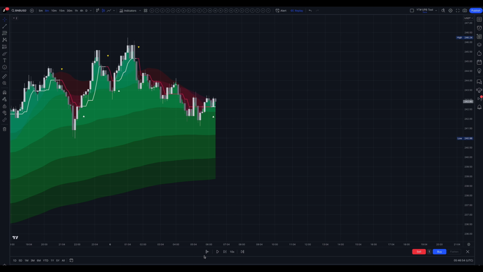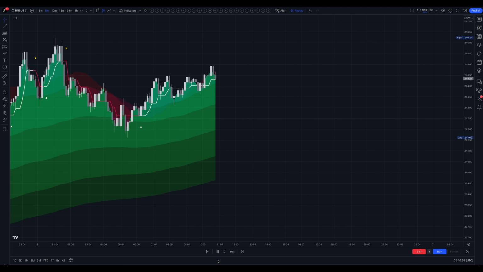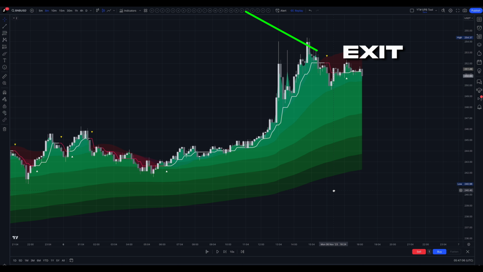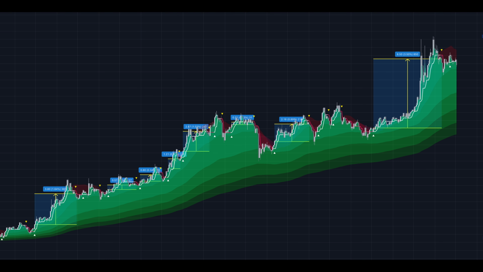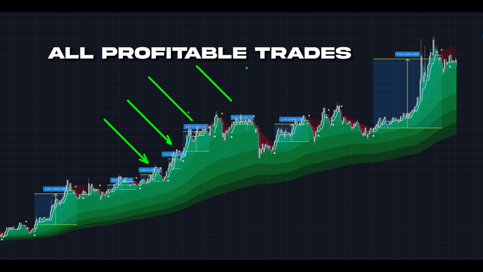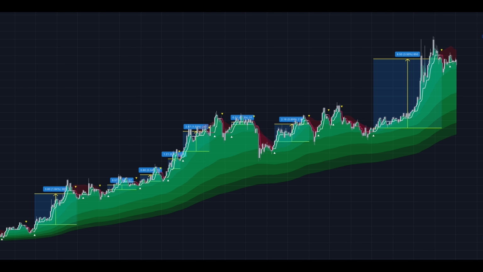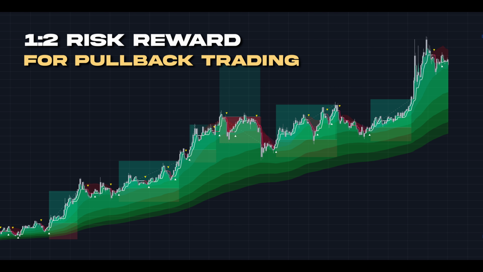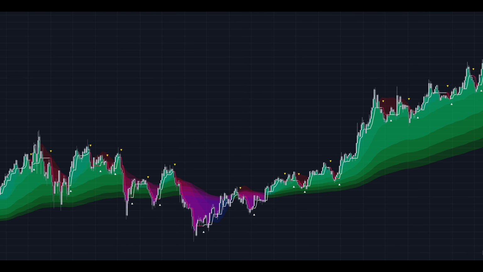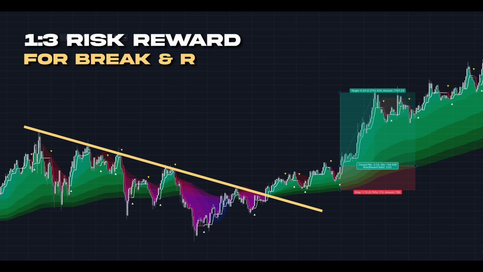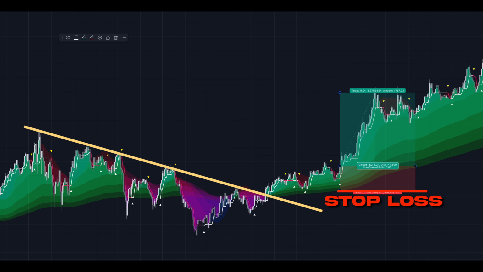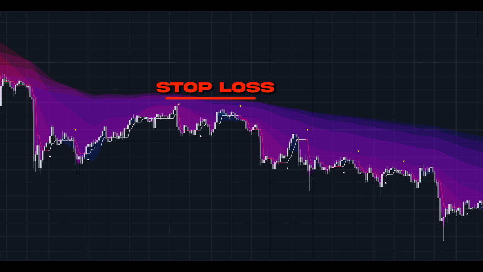For this particular strategy, I'd suggest placing a safety stop loss just below or above the entry signal given by the Extreme Trend indicator, depending on the trade direction. Exit when the opposite signal appears. Although this method has yielded the best results, it requires constant trade monitoring. If you prefer a set and forget approach, a classic 1-to-2 risk-reward ratio is suitable for pullback trading, and a 1-to-3 ratio is even better for the break and retest option. A recommended stop-loss placement is below the recent low or above the high, depending on the trade direction.